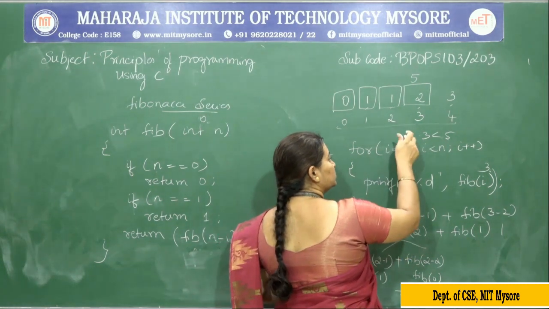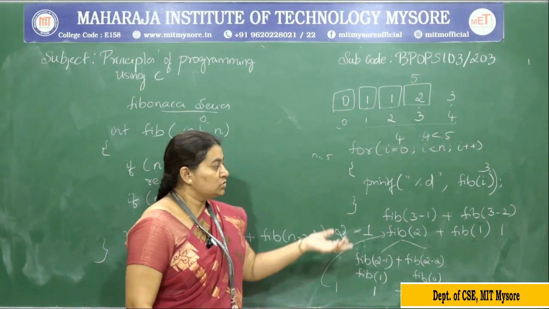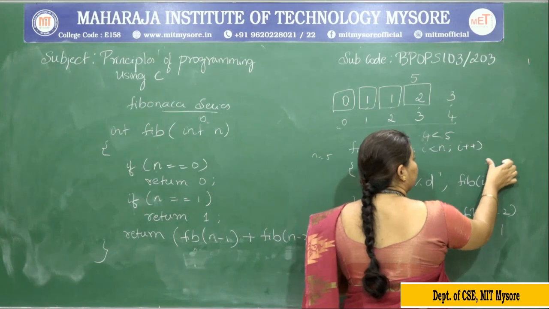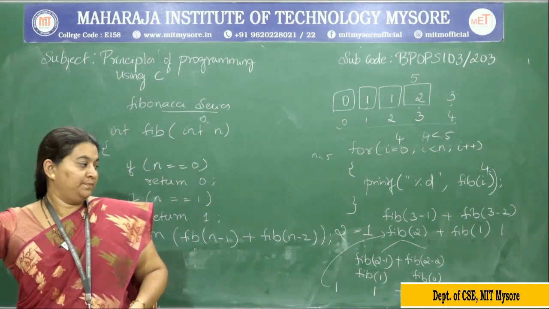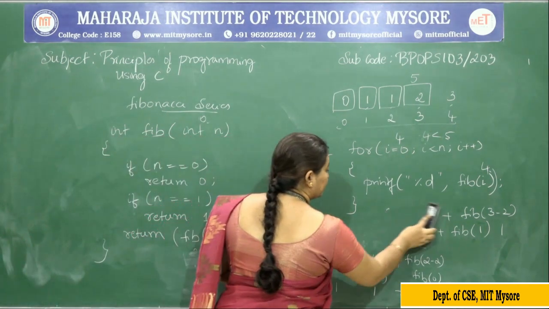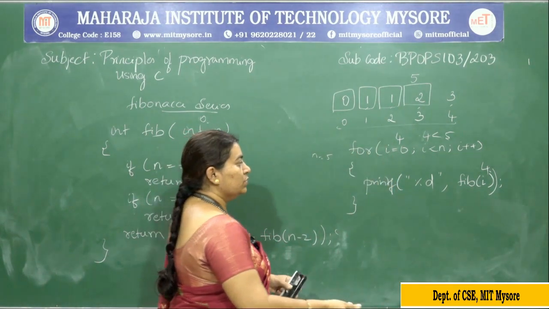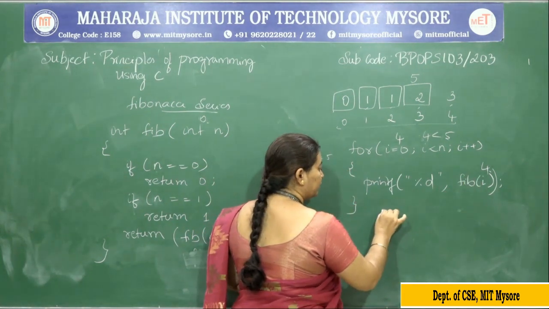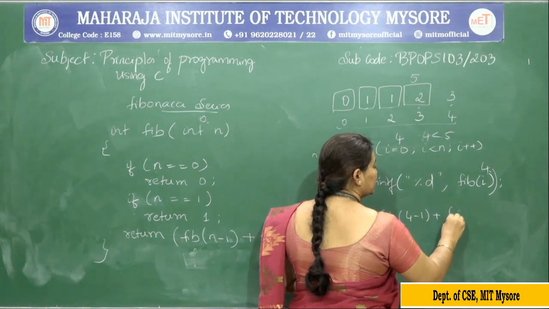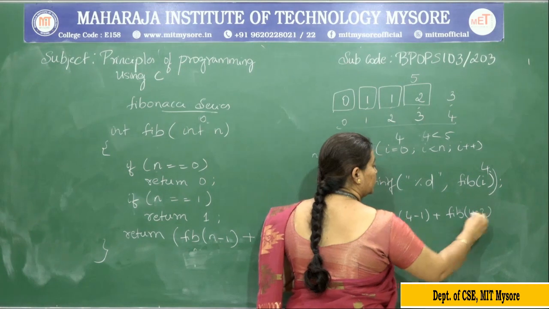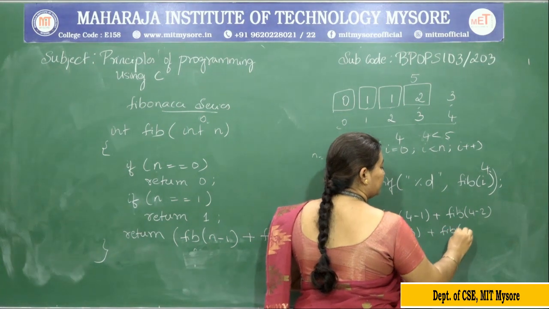Next, I will increment my i. So what will happen? This will be 4. So whether 4 is less than or equal to 5. So what will happen here? I am going to call fib of 4. So next, how it will work? For the fib of 4, so I am going to use fib of 4. So it will be fib of 4 minus 1 plus fib of 4 minus 2. So this will be fib of 3 plus fib of 2.